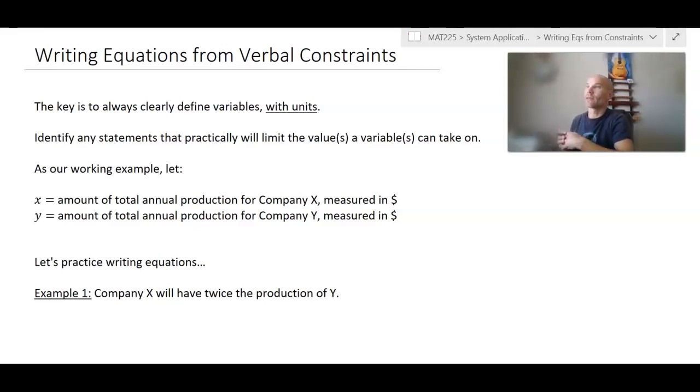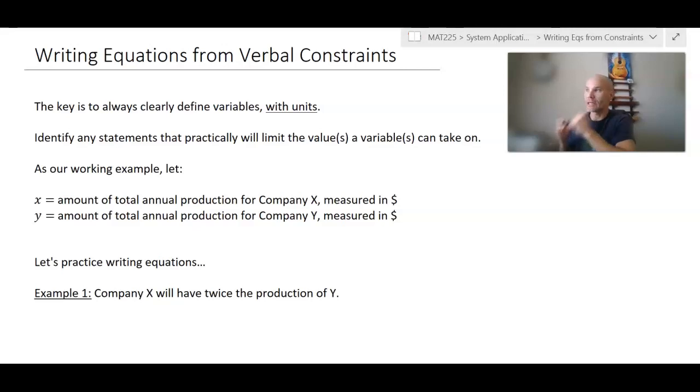One of the most challenging things in working with systems of linear equations is actually writing the equations from the verbal constraints. So we have some sentence that describes something about the variables in question, and then somehow we need to convert that into an equation that will be used in solving the system. So first of all, the key, and this is incredibly important, and a lot of people ignore this.